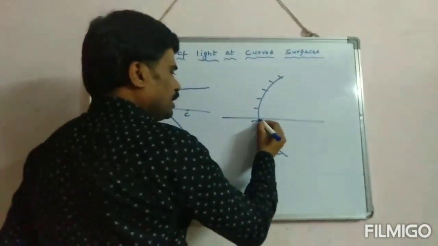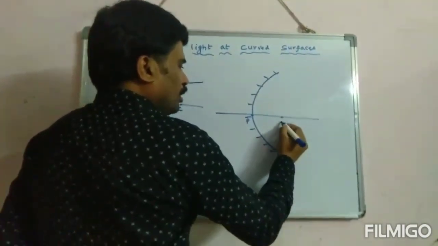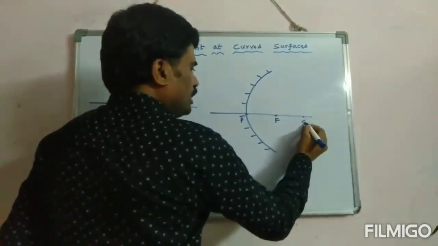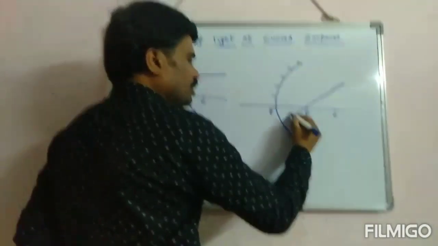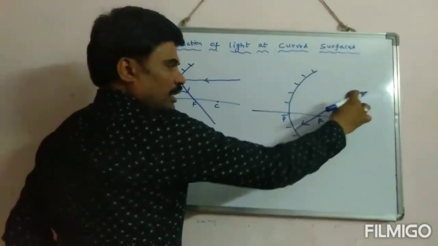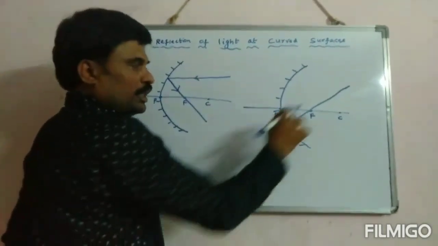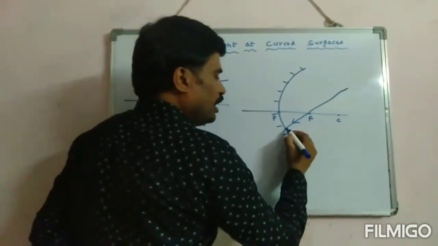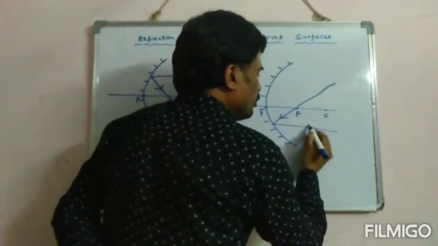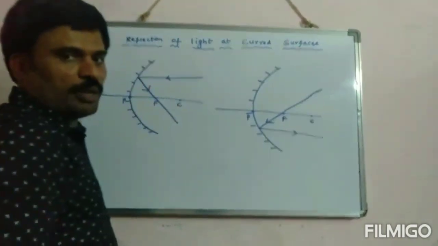If you see the second rule, the incident ray is passing through the focus. If the incident ray is passing through the focus, then the reflected ray will be parallel to the principal axis.